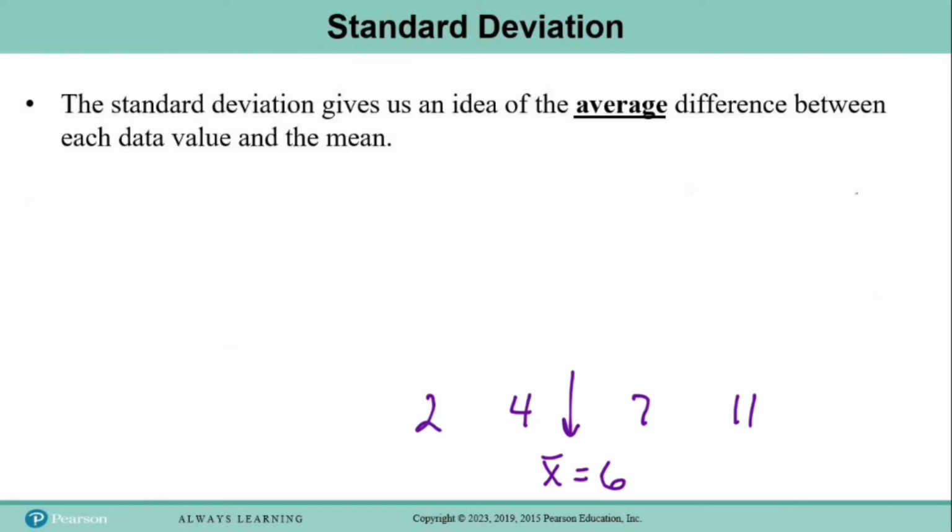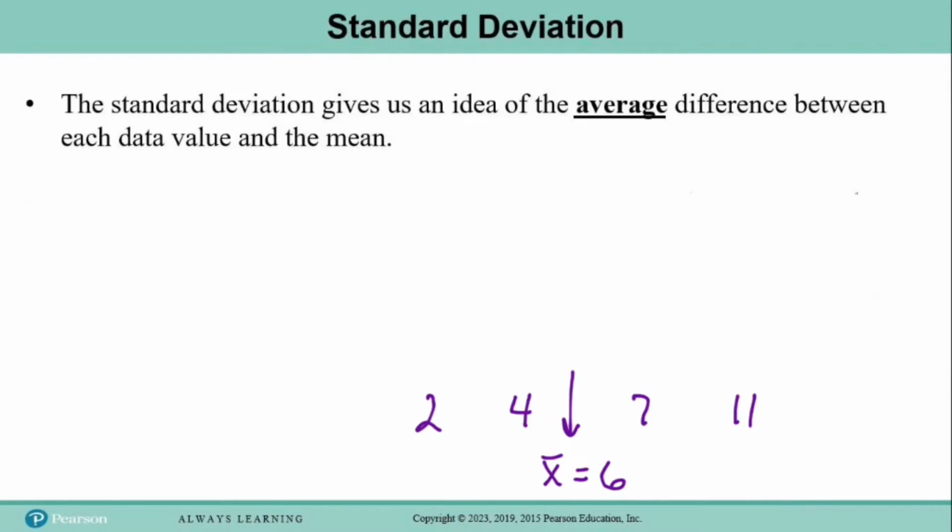Another thing I wanted you to see while we're looking at this data set is that the standard deviation gives us an idea of the average difference between each data value and the mean. Now it is not exactly the average of those differences, for lots of reasons that don't matter in this course. But look at this. Here's our data set that we were working with, and here's the mean. Now let's think about the difference between the mean and each of these data values, and we won't worry about whether it's positive or negative, so we're not even going to call it a deviation.